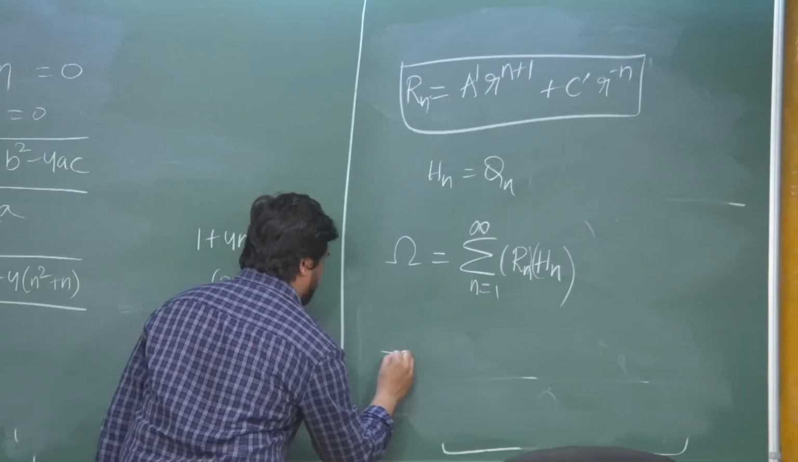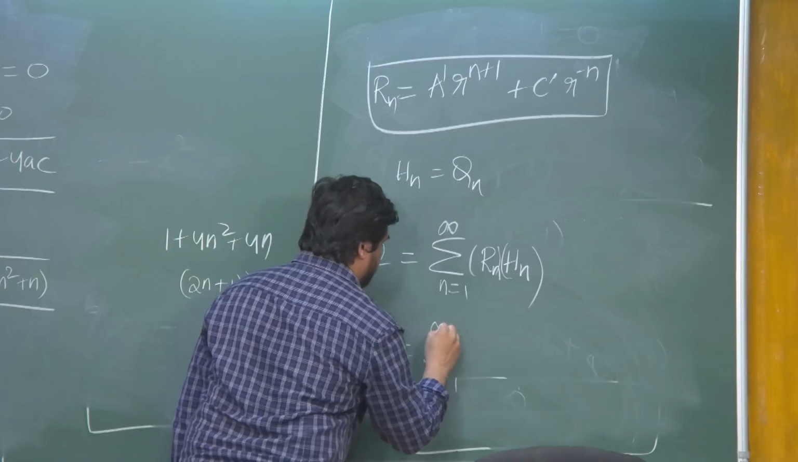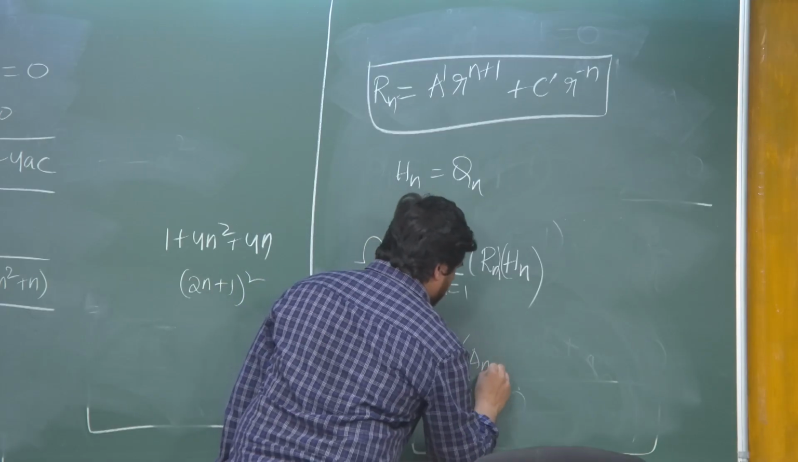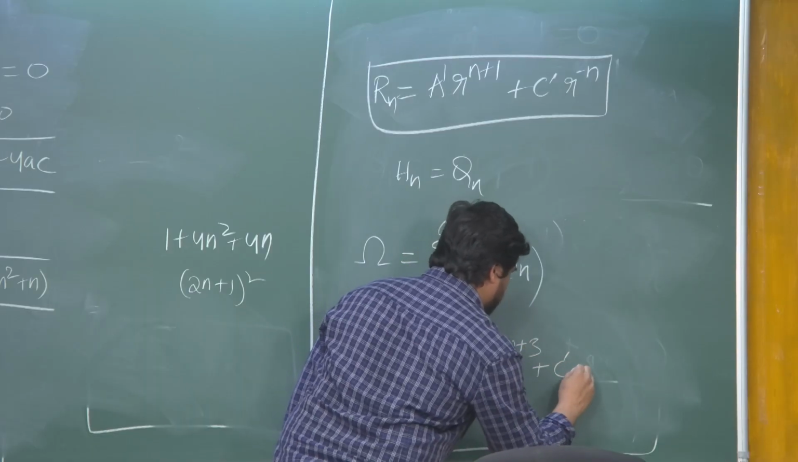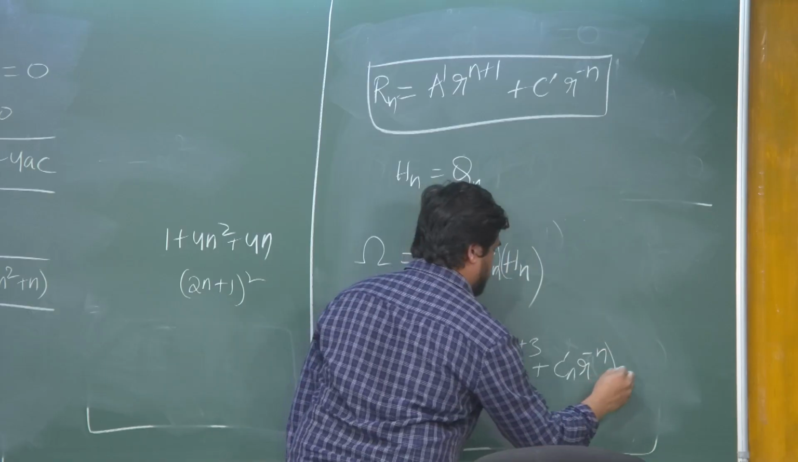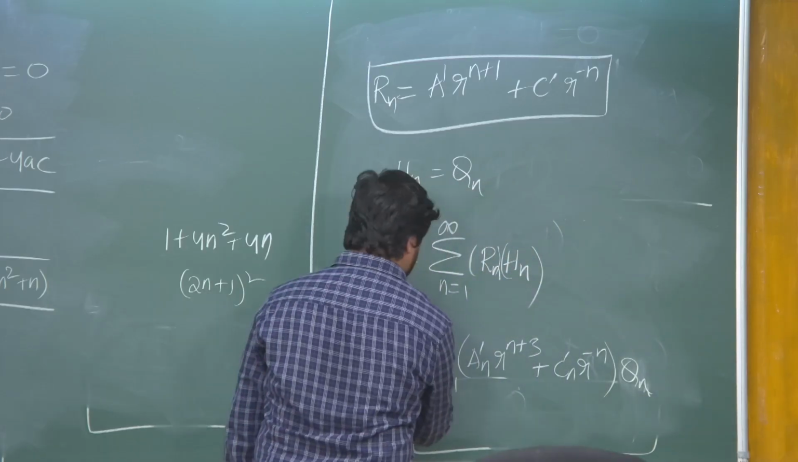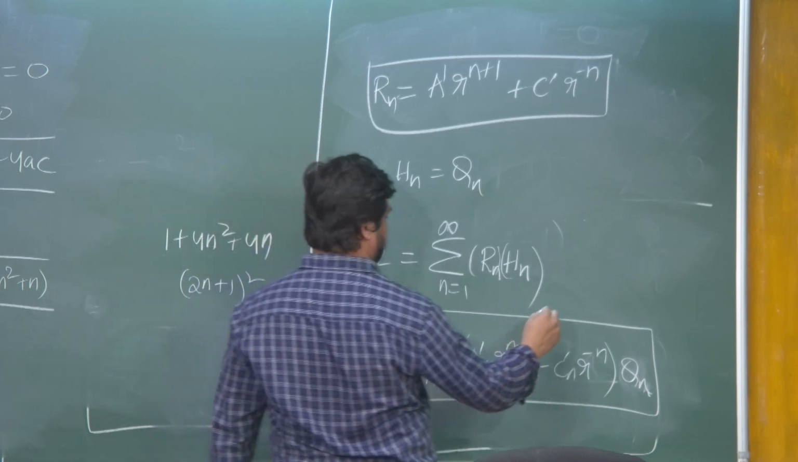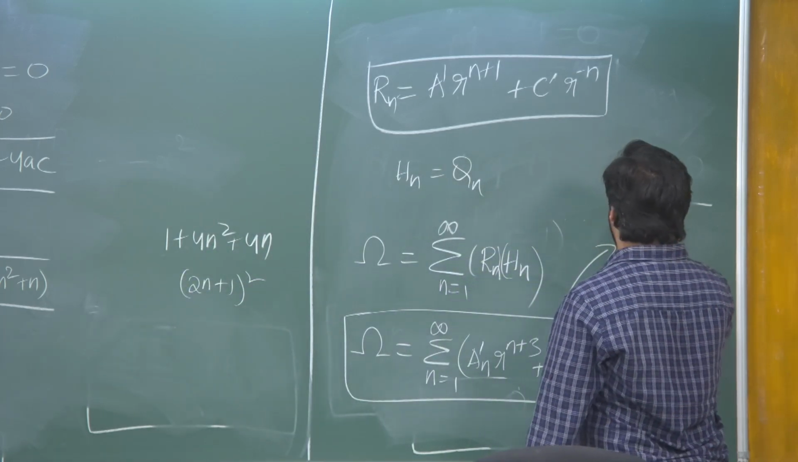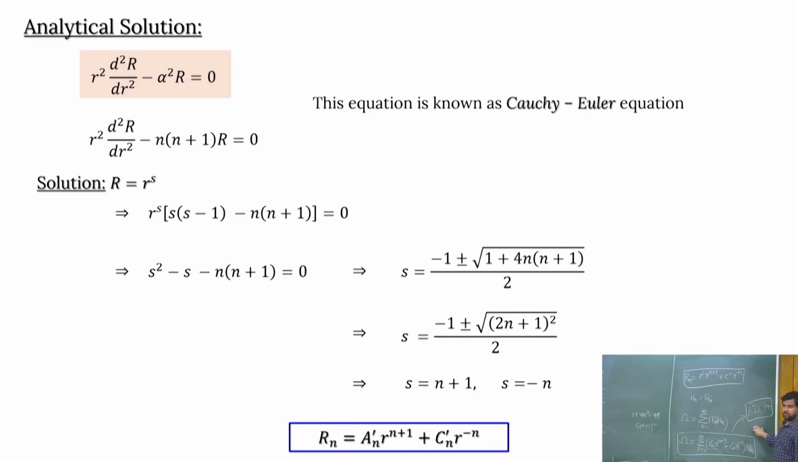So, the final solution of omega will be the summation from n equal to 1 to infinity of a n dash r power n plus 3 plus c n dash r power minus n, times Qn. So, this is the final solution. This is the solution for what? This is the solution for e square omega equal to 0.